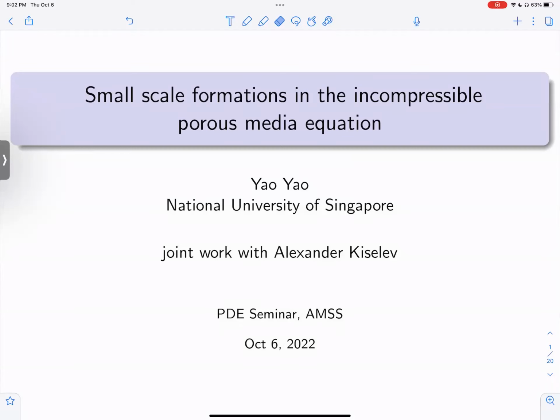So today I'm going to talk about the incompressible porous media equation, which is a fluid equation that many of you are probably not familiar with because it's not as popular as, let's say, the Euler equation or the SQG equation. So I'm going to first start with an introduction about that, and I'm going to focus on the small scale formation aspect of this equation. This is joint work with Alexander Kiselev.